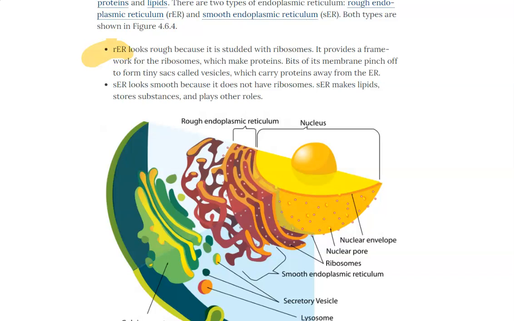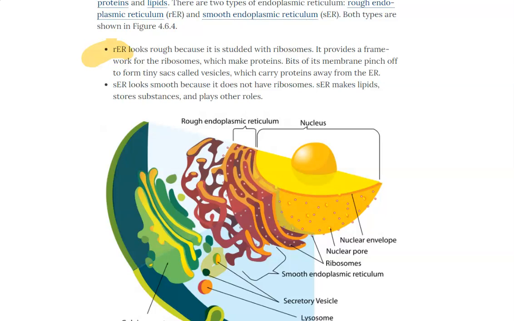The rough endoplasmic reticulum is rough because of ribosomes, and it provides the framework for the ribosomes, which make the protein. And then little bits will pinch off and will then migrate and form the Golgi apparatus. So here, this part pinching off is a secretory vesicle, which will then go and join together for the Golgi apparatus. So you have the rough endoplasmic reticulum that has the ribosomes on it, and then there is something called smooth endoplasmic reticulum. Smooth endoplasmic reticulum doesn't have ribosomes, so therefore it is smooth.